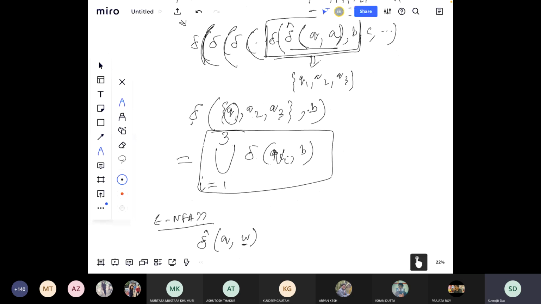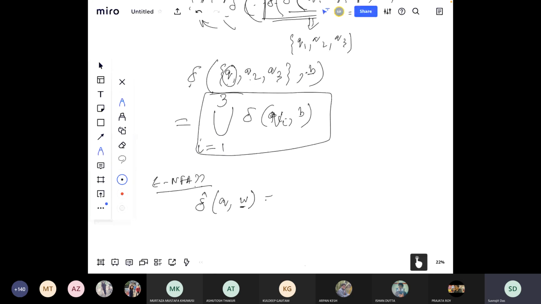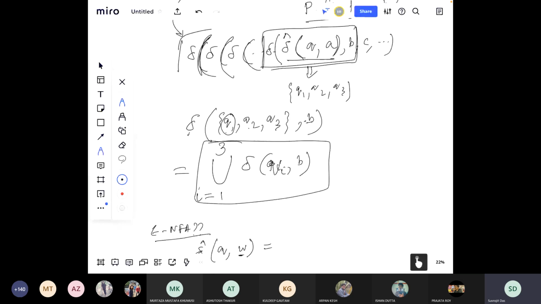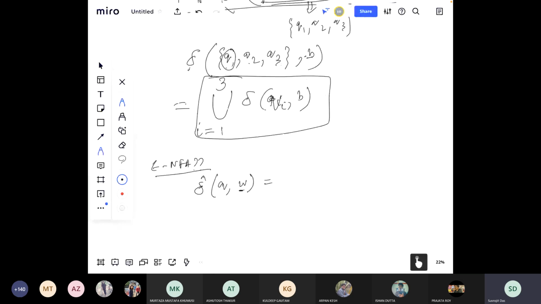So del hat of q comma w in case of an epsilon NFA, you should not write directly something like this. Rather, I would take epsilon closure of whatever I do, right? I will take an epsilon closure of, now I will do del of del hat of q comma x comma a, right? Yes or no? Is it updated? Yes, sir. So to be safe, I will take an epsilon closure.